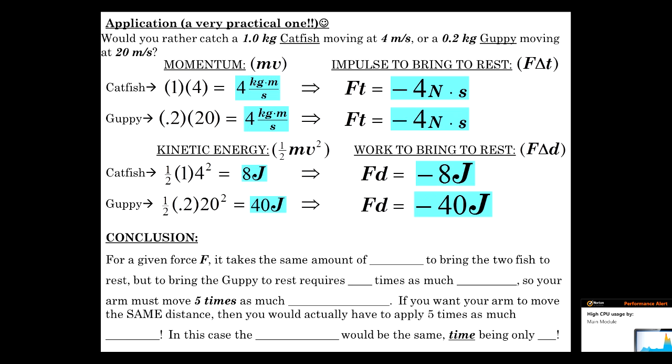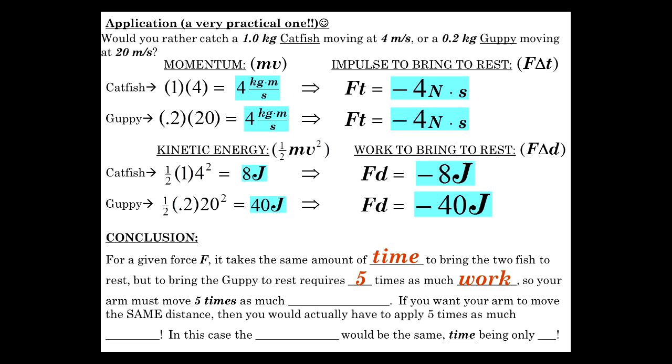So how can we make sense of this? Well, for a given force F, that's what we have in this problem. The retarding force is F. So it takes the same amount of time to bring the two fish to rest. So that's what we had for impulse. Same amount of time, same force. But to bring the guppy to rest is going to require 5 times as much work. There it is. It's 40 joules, minus 40 joules. So if the force is the same, that means the distance is going to have to be 5 times as much in order to make the work 5 times as much.